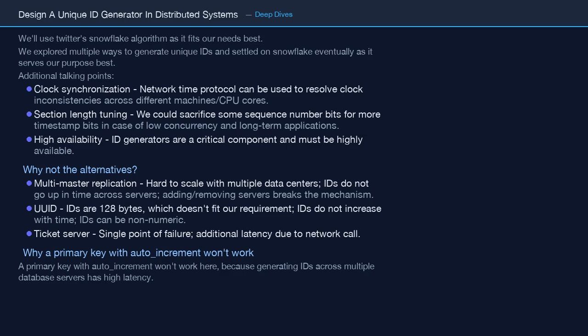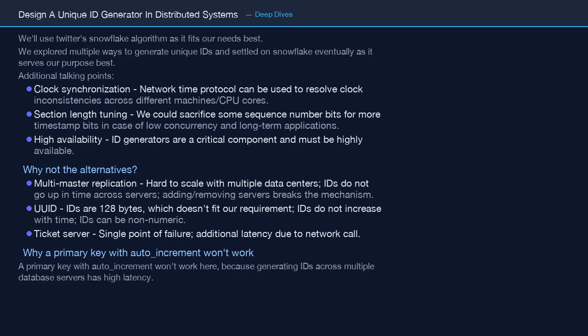Now, why not the alternatives? With multi-master replication, the approach is hard to scale across multiple data centers. IDs don't increase monotonically in time across servers, and adding or removing servers can break the entire mechanism. UUIDs are 128 bits, which immediately violates our size requirement. On top of that, they don't increase with time and can be non-numeric, both of which are problems for our use case. A ticket server introduces a single point of failure, and every ID request requires a network call, which adds latency.